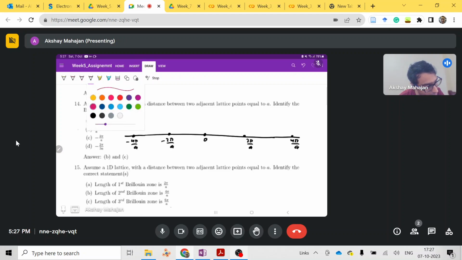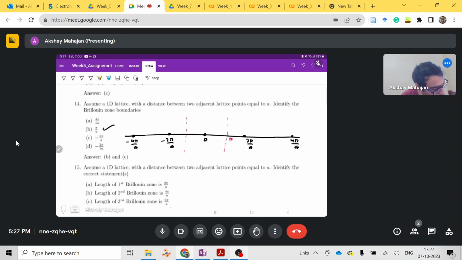Now for the first Brillouin zone, you draw your perpendicular bisectors, and they will cut at pi by A and minus pi by A. Then going to the second Brillouin zone, you will join this 0 with this 4 pi by A. We take the perpendicular bisector between these two, so this will also be our Brillouin zone boundaries. This green one is for the first Brillouin zone, and this blue one is for the second Brillouin zone.